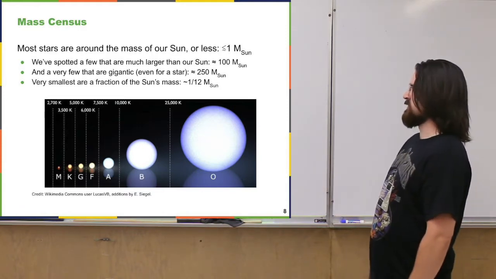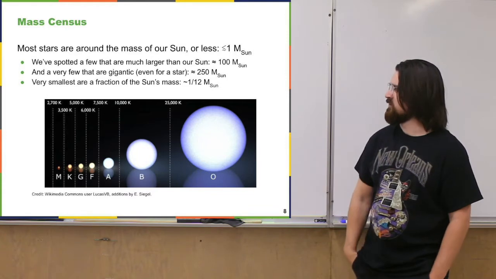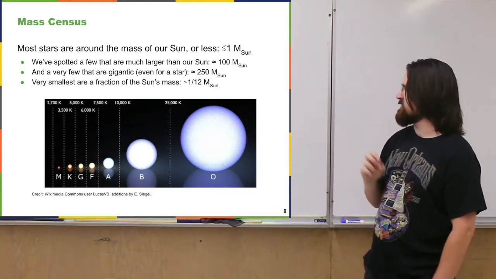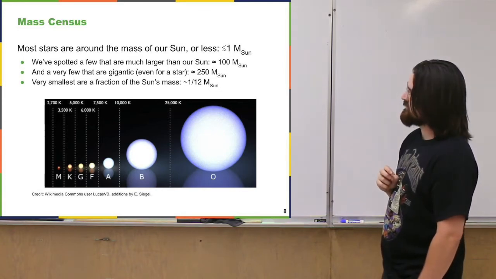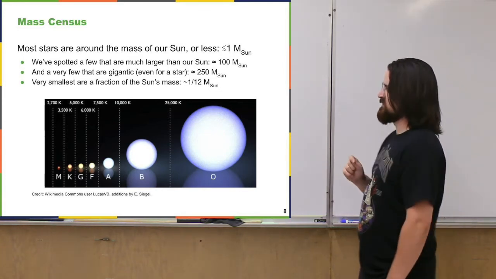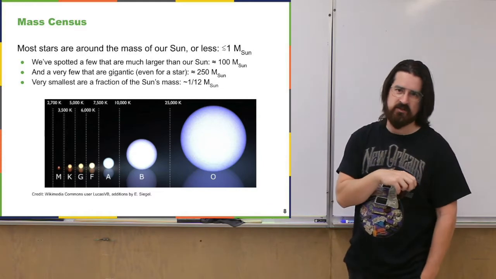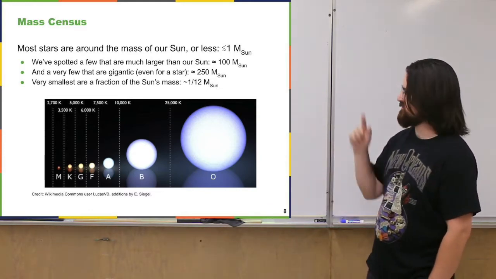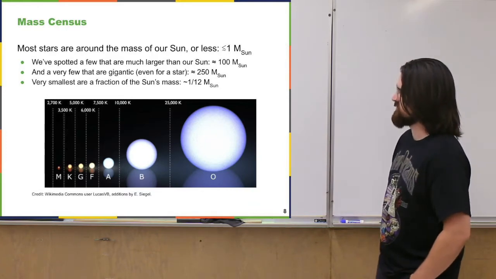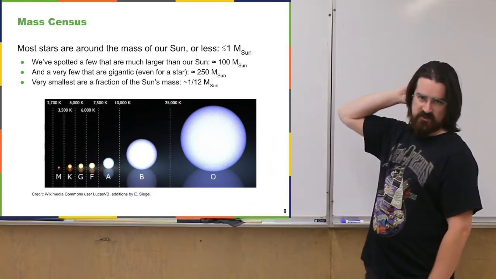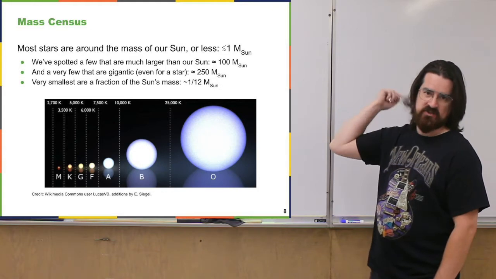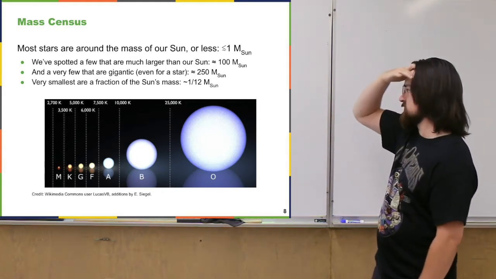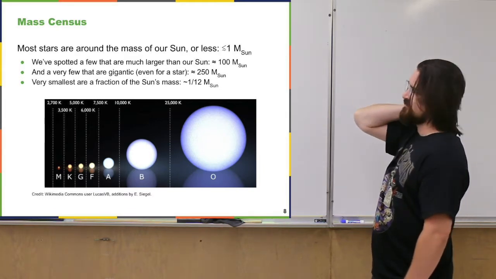There are a few stars that are quite a lot larger than our sun, 100 times as massive as our sun, and there is an even smaller subset that is really just enormous, right? 250 times the mass of our sun. So that's about the upper limit of the mass of stars that we see, a couple hundred times the mass of our sun. The lower limit turns out to be about 1/12 the mass of our sun.